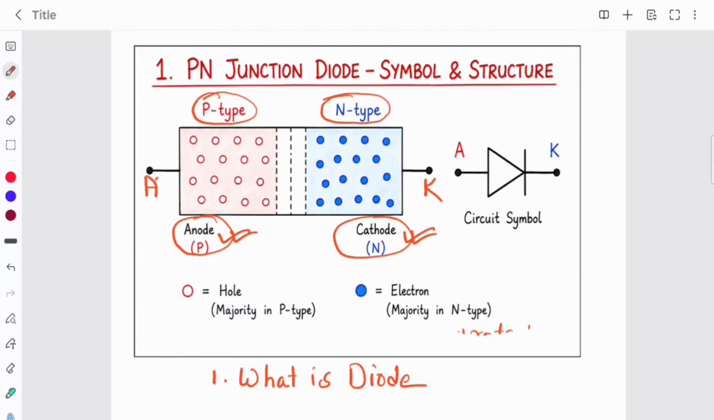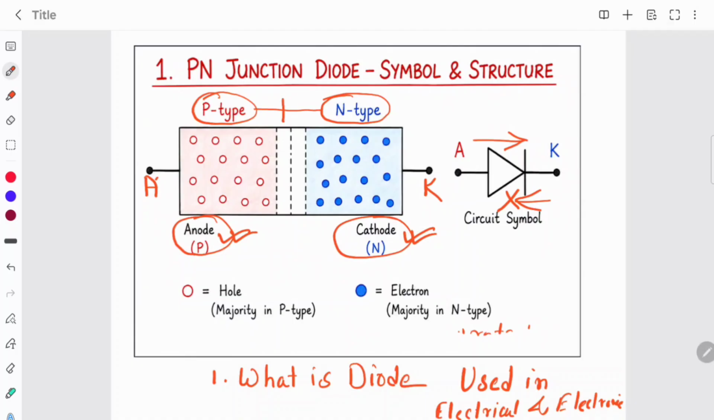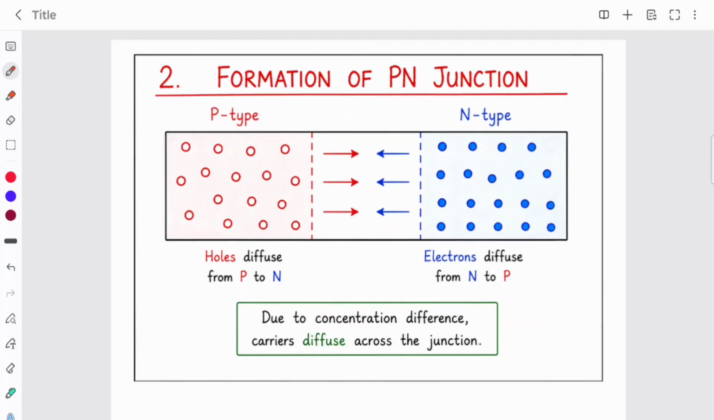Now, the most important property of the diode is that it conducts current easily in one direction and strongly opposes the current in the opposite direction. So this property makes the diode extremely useful in electrical and electronic circuits. But to understand this behavior, we need to understand what happens when the P material and N material are joined together.